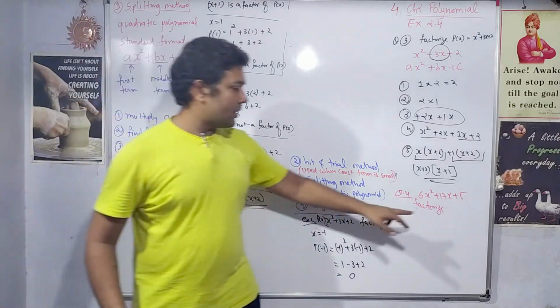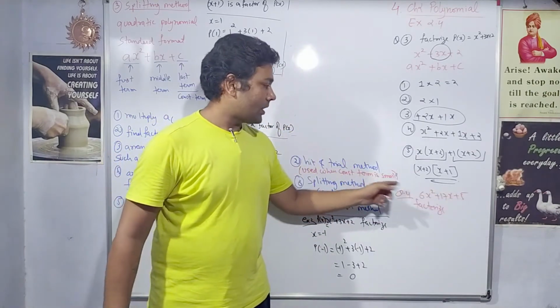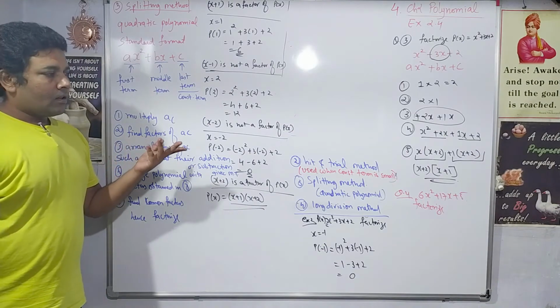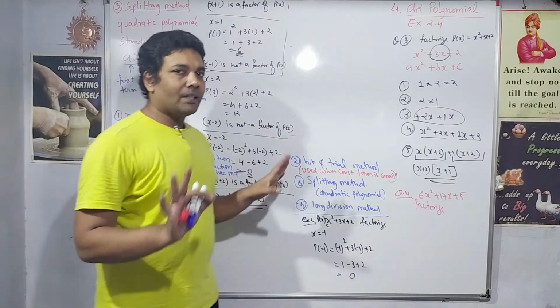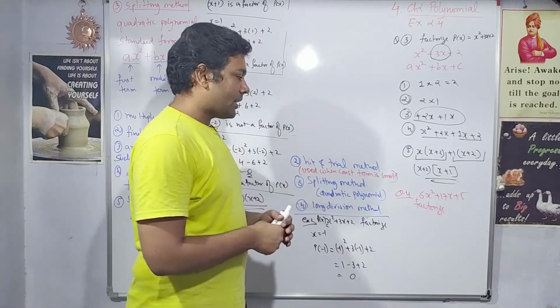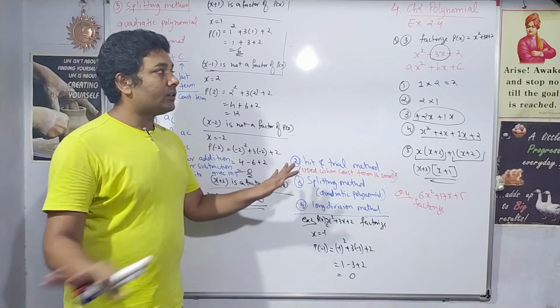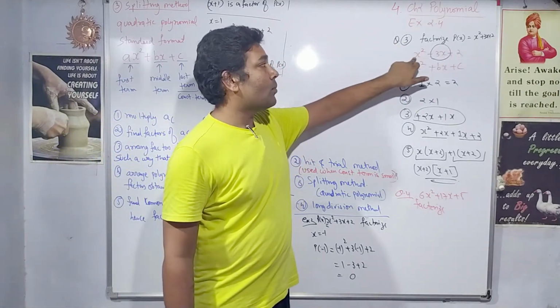So what to do? See here the last term, the constant term 5, is very small. So we can start with the hit and trial method also, but I don't like it, you also don't prefer the hit and trial method, we will better understand the splitting method, because this is the ultimate method to factorize quadratic equations, quadratic polynomials.